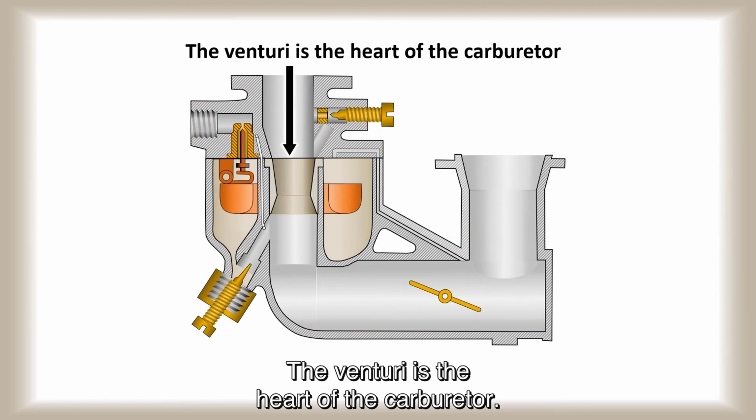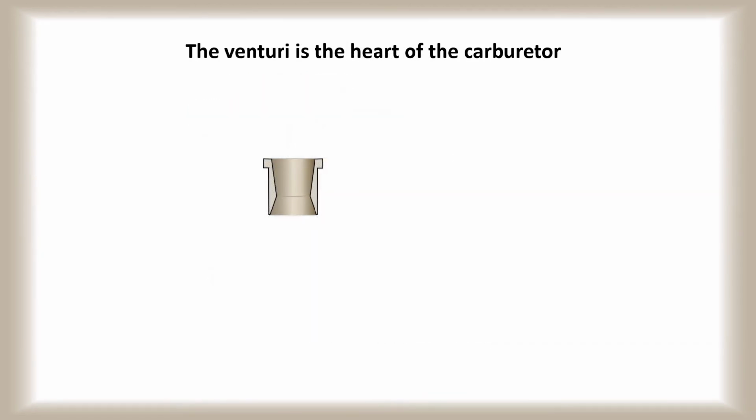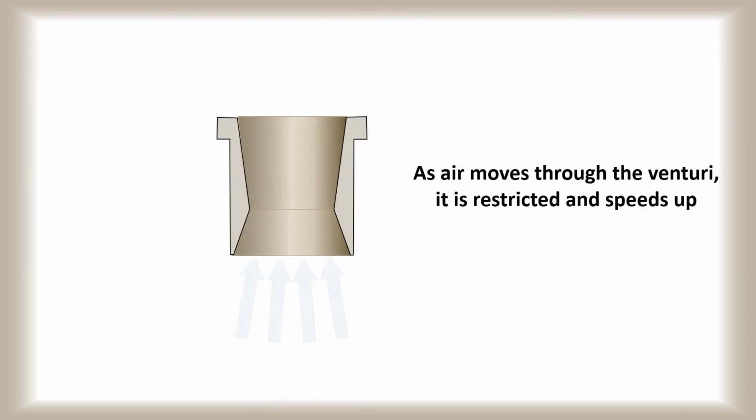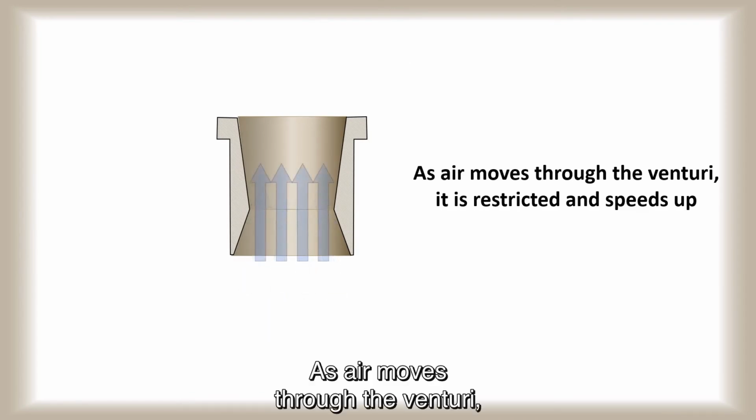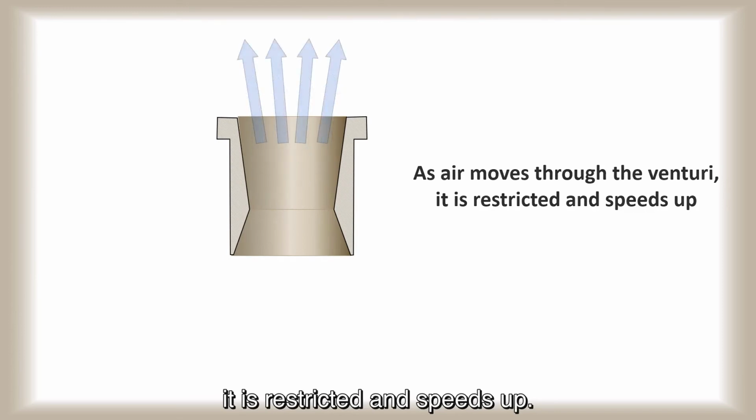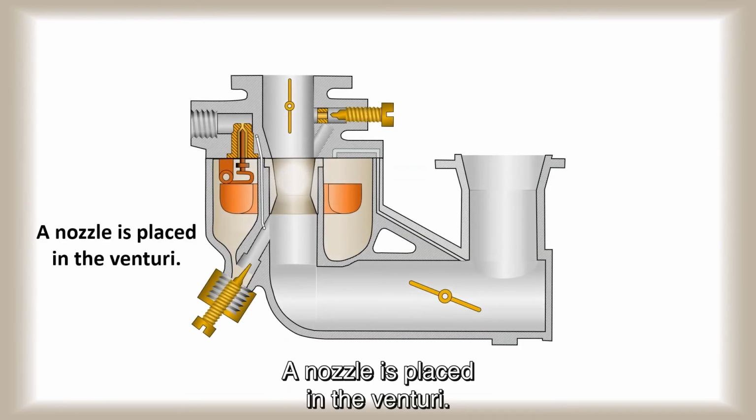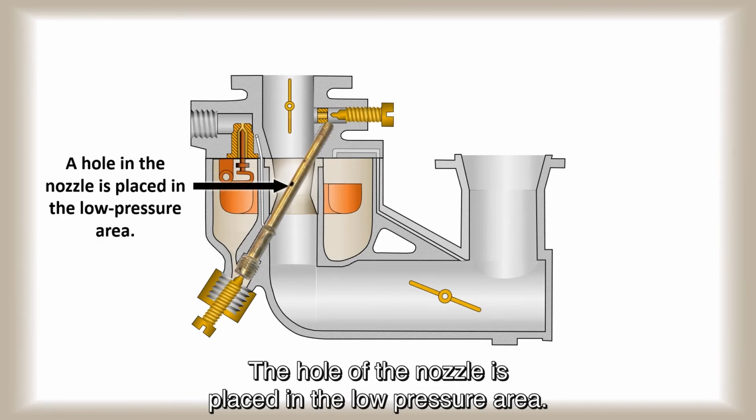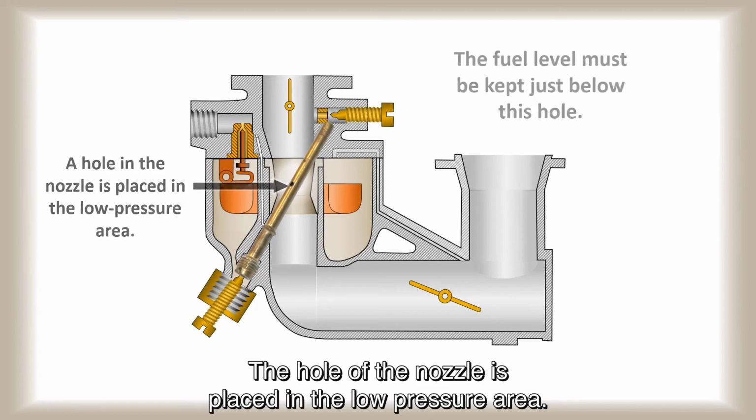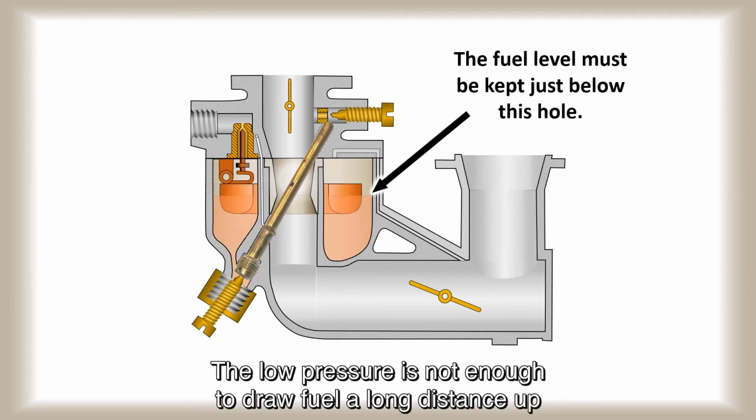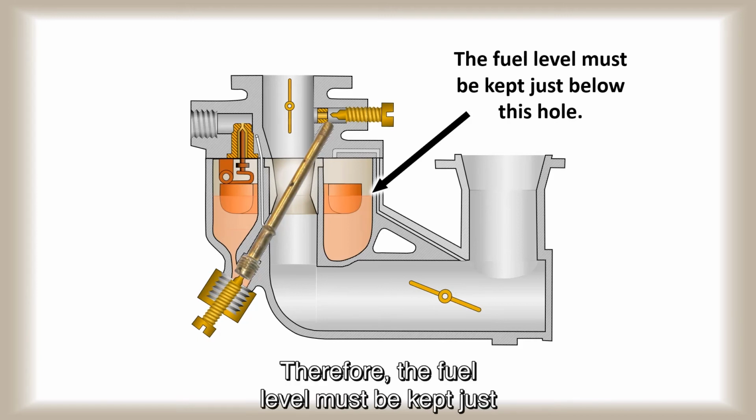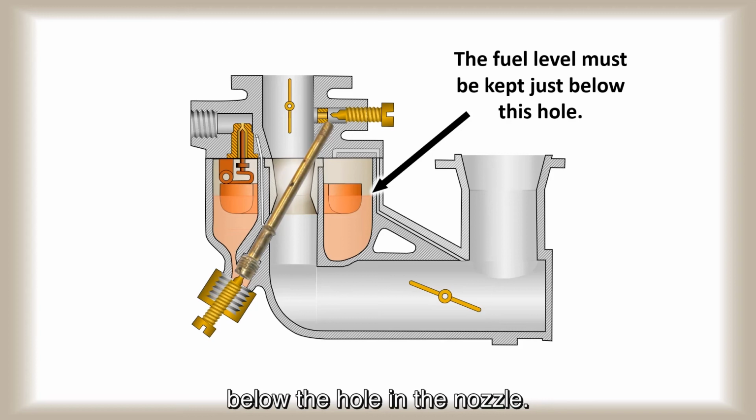The venturi is the heart of the carburetor. As air moves through the venturi, it is restricted and speeds up. This creates a low pressure area in the venturi. A nozzle is placed in the venturi. The hole of the nozzle is placed in the low pressure area. The low pressure is not enough to draw fuel a long distance up the nozzle. Therefore, the fuel level must be kept just below the hole in the nozzle.